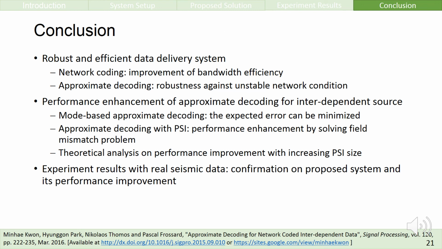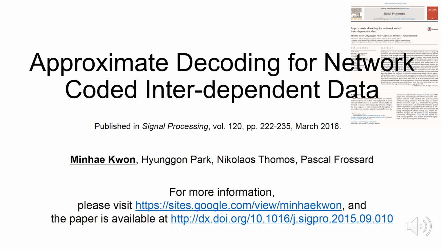In conclusion, we build a robust and efficient data delivery system by using network coding and approximate decoding. We improve the performance of the original approximate decoding by generalizing source model for interdependent sources. We firstly propose mode-based approximate decoding and enhance its performance with PSI. We also theoretically analyze how much the performance can be improved by increasing PSI size. We finally show the experiment result with actual seismic data and confirm that the proposed system works well in a real-world scenario. Thank you for your attention.